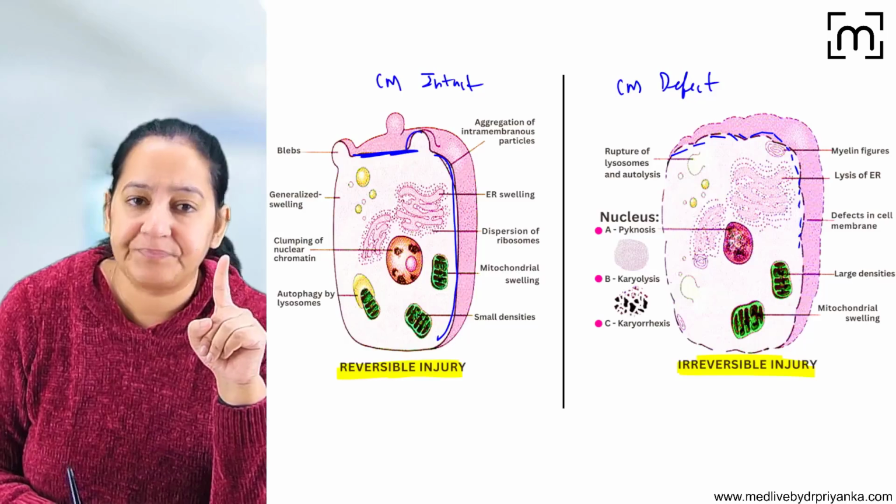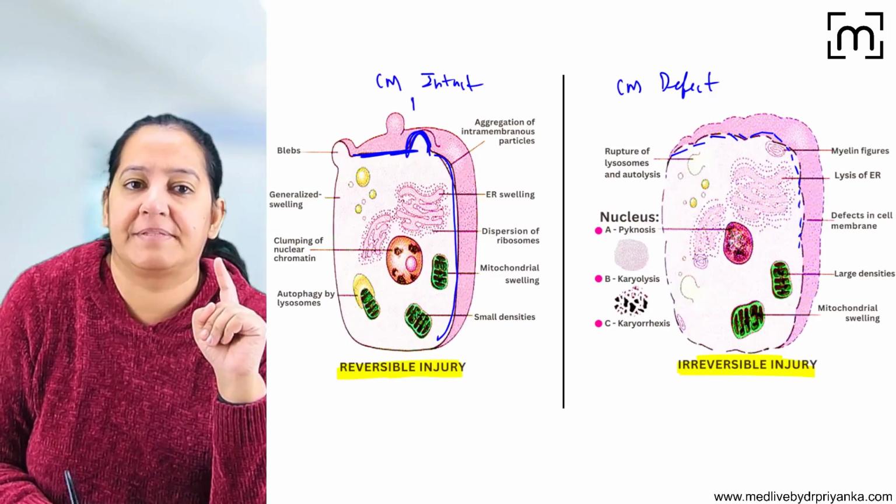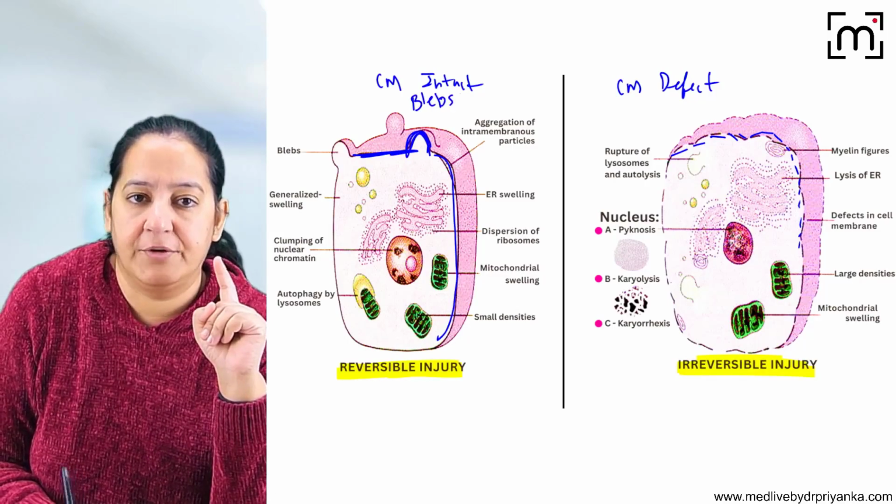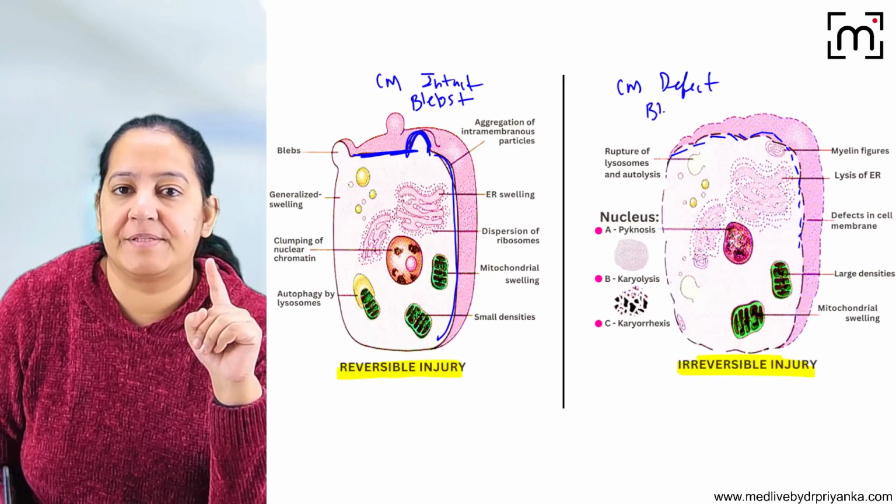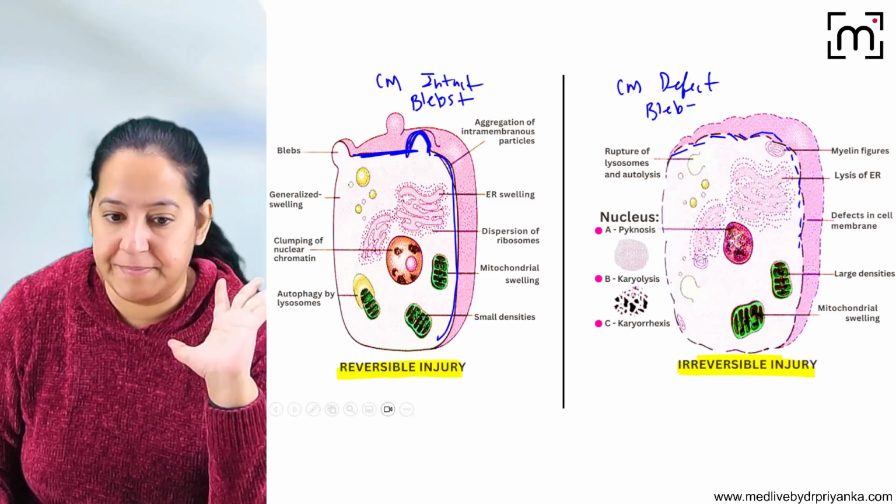The second thing: in reversible cell injury, blebs are present. Here the blebs are present. You can see them in the cell membrane. Here blebs are absent. There are no blebs here.